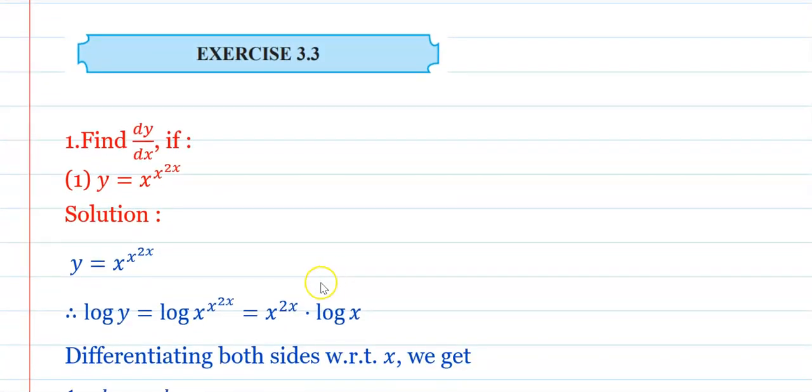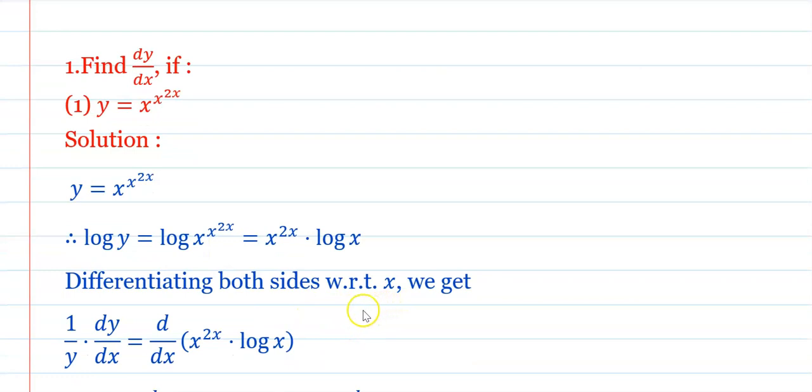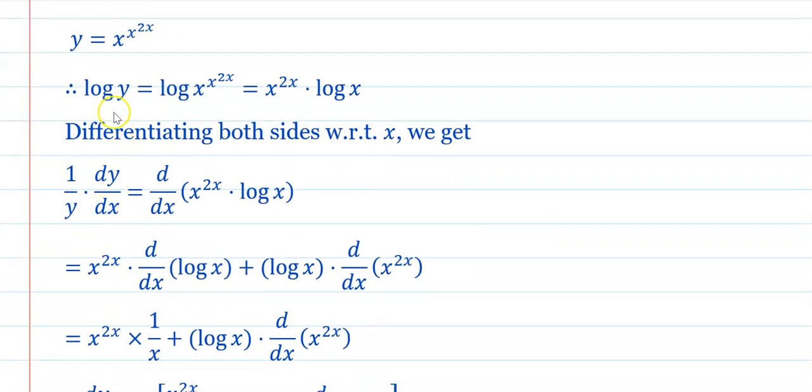Now we'll start exercise 3.3. First question: find dy by dx if y is equal to x raised to x raised to 2x. Take log on both sides, then you will get log of y is equal to log of x raised to 2x, that is, x raised to 2x into log of x. Now differentiating both sides with respect to x, the derivative of log of y is 1 upon y into dy by dx.